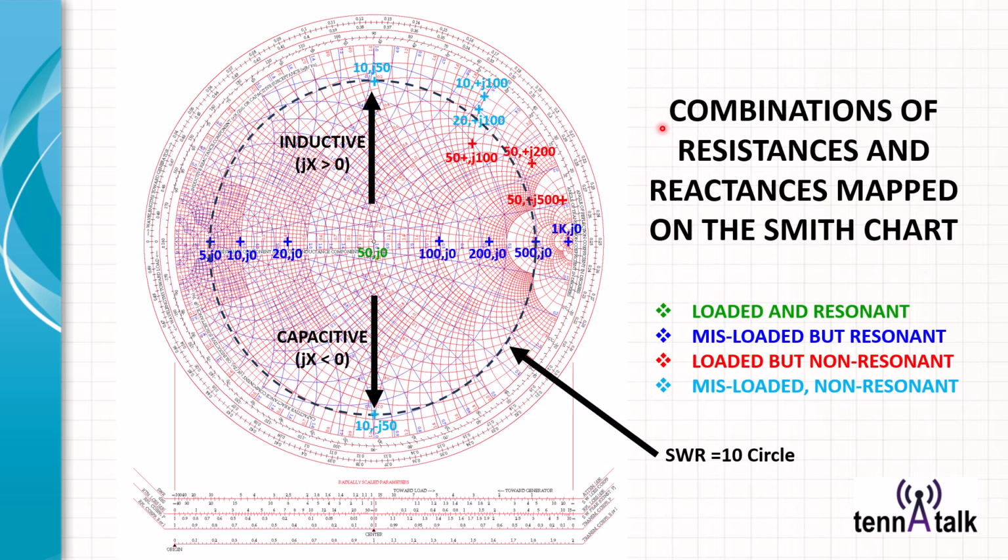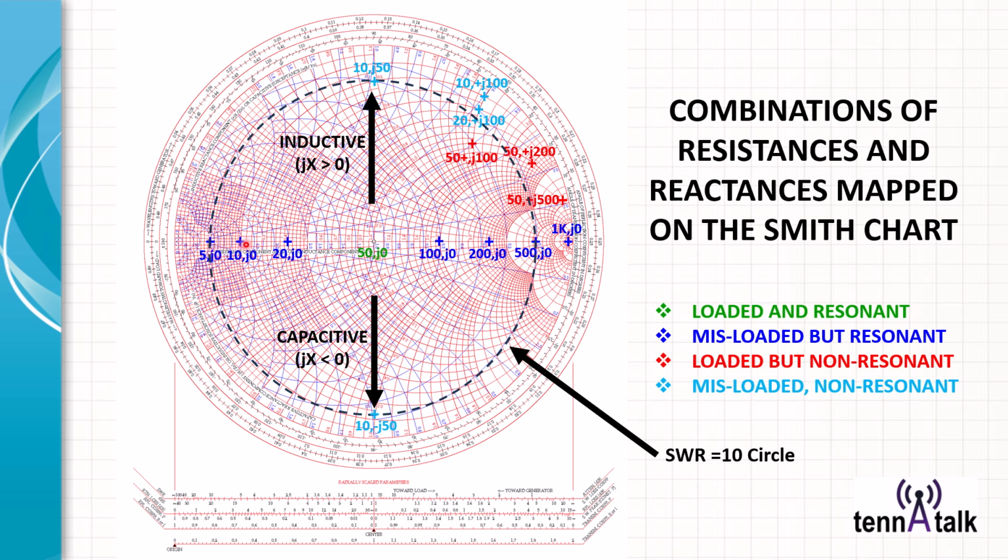Here are some examples of the combination of resistances and reactances as mapped on a Smith chart. Let's start with the equator. Below 50 ohms, if you're down here at 5 ohms with 0 reactance, all of these have 0 reactance. All the dark blue have 0 reactance. This one happens to sit on the 10 SWR circle, as indicated right here. 50 divided by 5 is 10, so that's why it's on the 10 SWR circle.